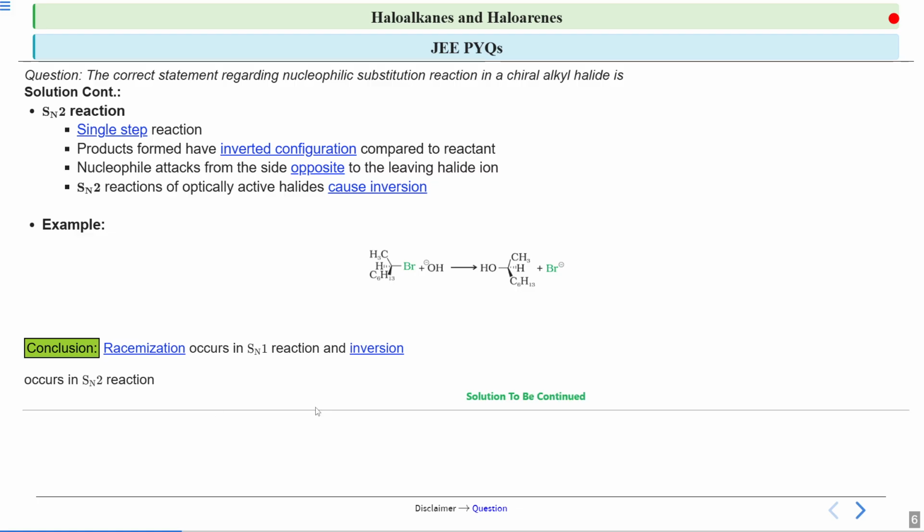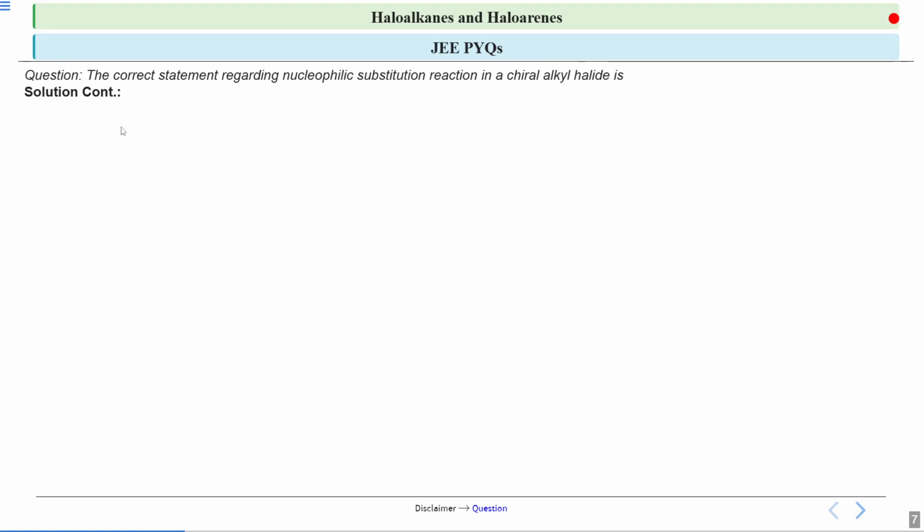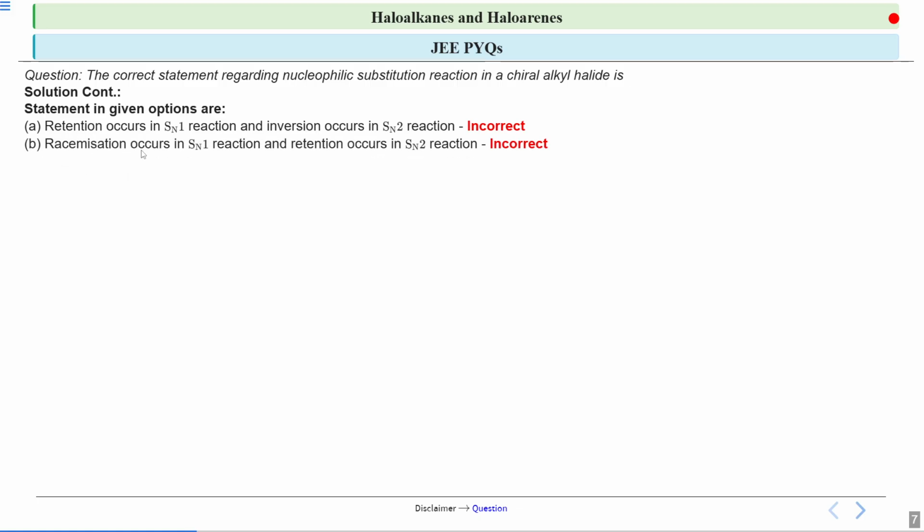Hence, we can check one by one the statements given in the options. So the A statement was retention occurs in SN1 and inversion occurs in SN2. This is incorrect because we have just seen that inversion is occurring in SN2, but retention is not occurring in SN1. The B statement was racemization occurs in SN1 and retention occurs in SN2. This is also incorrect due to the statement that retention occurs in SN2.